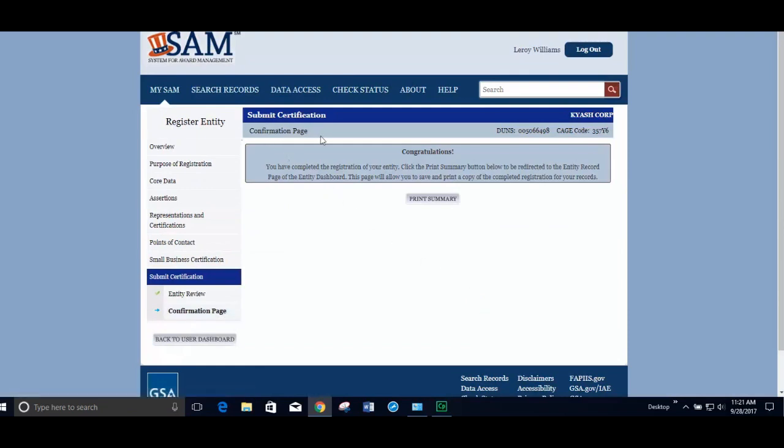And we get a confirmation page. Congratulations, you have completed the registration of your entity. Press the summary button below to be directed to the entity record page of the entity dashboard. This page will allow you to save and print a copy of the completed registration for your records.